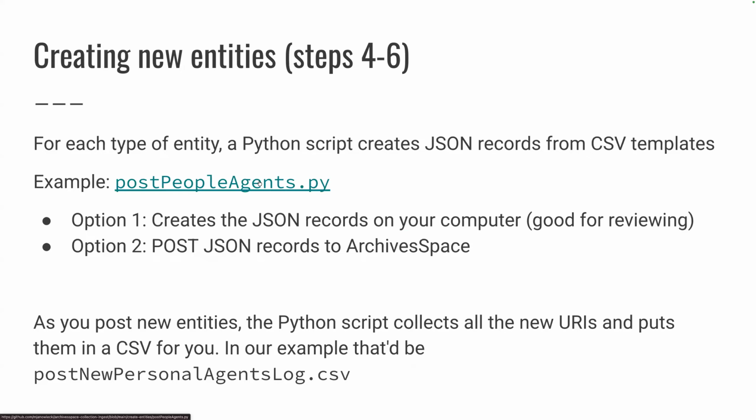Each different kind of entity has its own script. And each script creates the JSON records on your computer. That's the first option, if you don't feel confident in running it in ArchivesSpace yet. And then the second option posts the JSON records to ArchivesSpace. And it can post either to your sandbox instance or your production instance. This just allows a lot of opportunities to actually look at the records before they get ingested and make sure everything's as you would expect it.